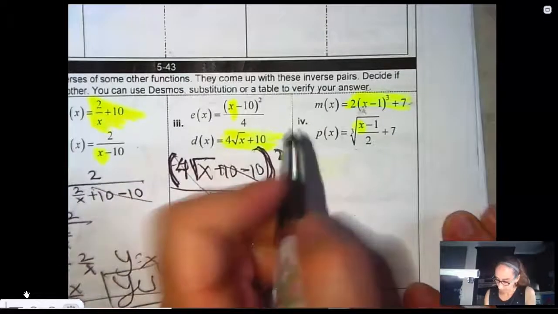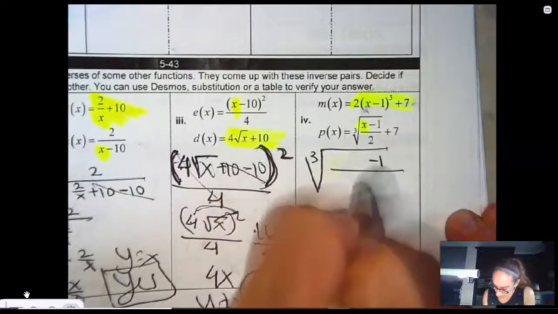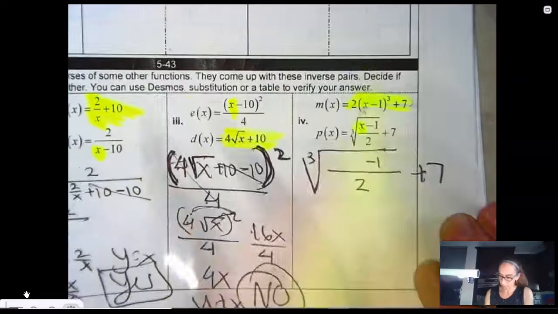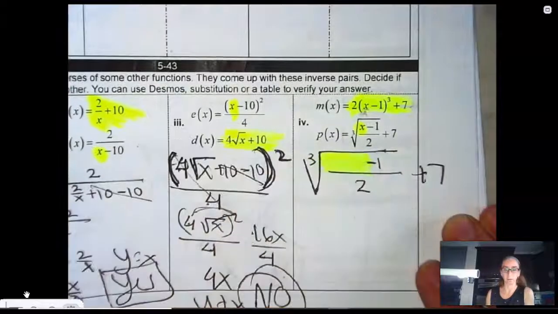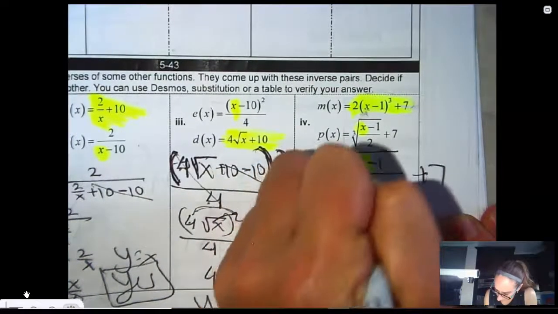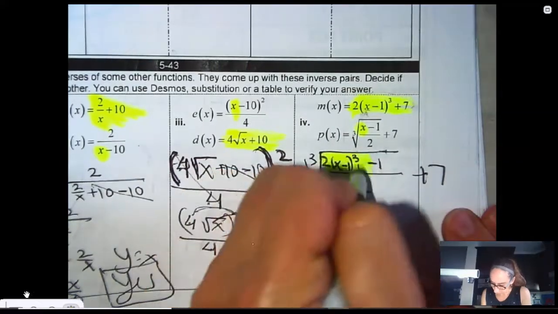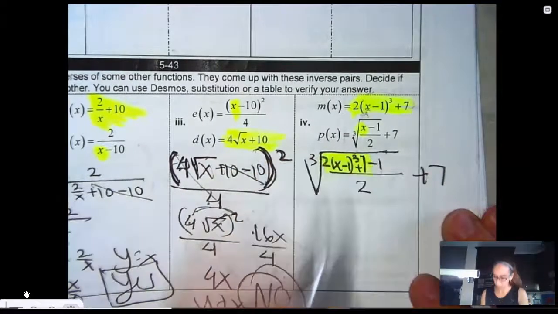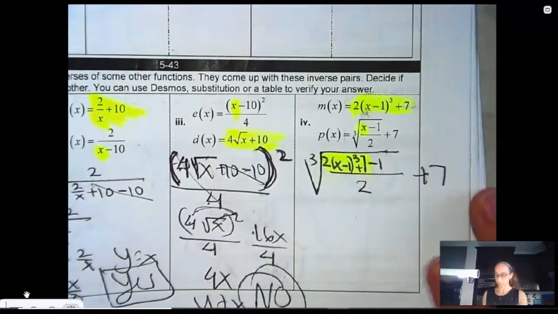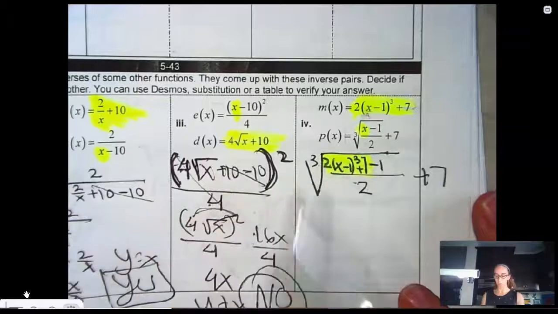So I'm going to go the cube root minus 1 over 2 plus 7. And then I'm taking all of this and it's going to go all in there. So I'm going to go 2x minus 1 cubed. Oops, wait a minute, something happened here. Plus 7 minus 1. Okay, did I do that right? Yep. All right. So when I see this, some of you go, I know I can cross this off.